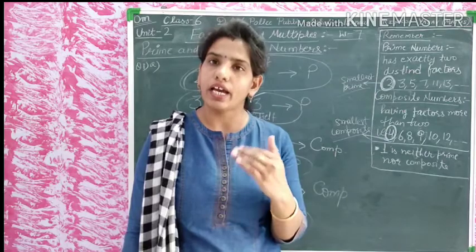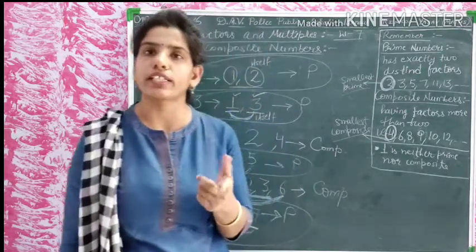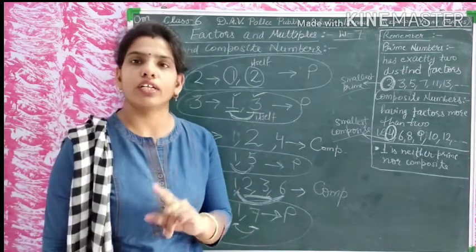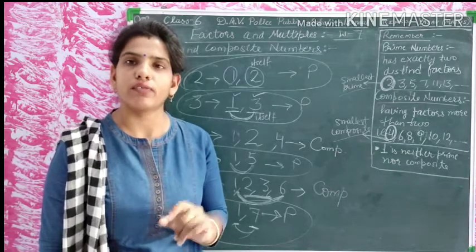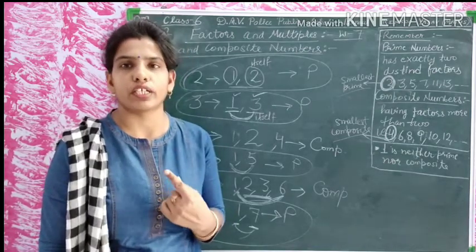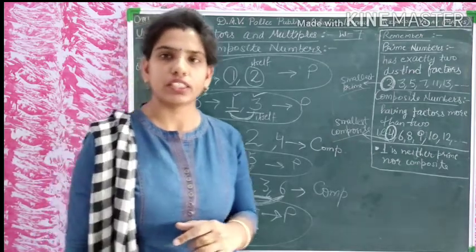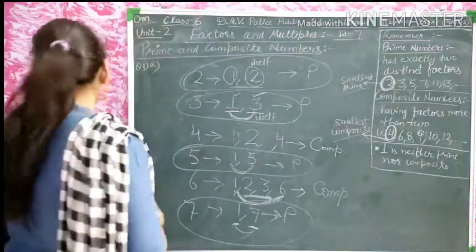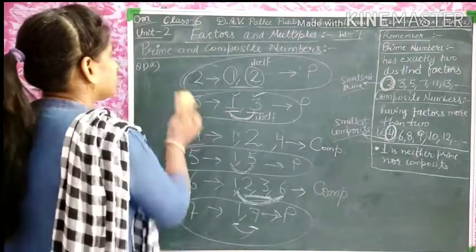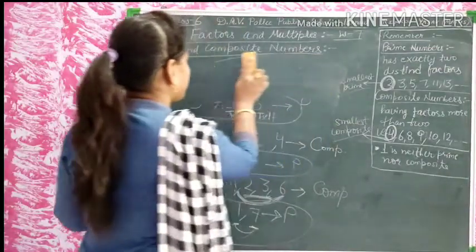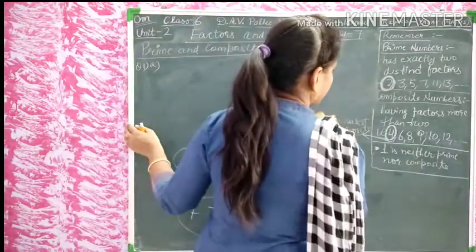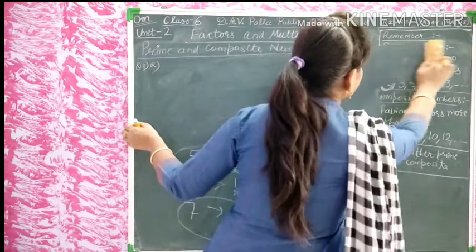And if any number has more than 2 factors, other than 1 and itself, if there is at least one other factor we can find, then it is a composite number. Is it clear, students? Now let's see the questions. I hope the definitions are clear. So now we will do the questions.